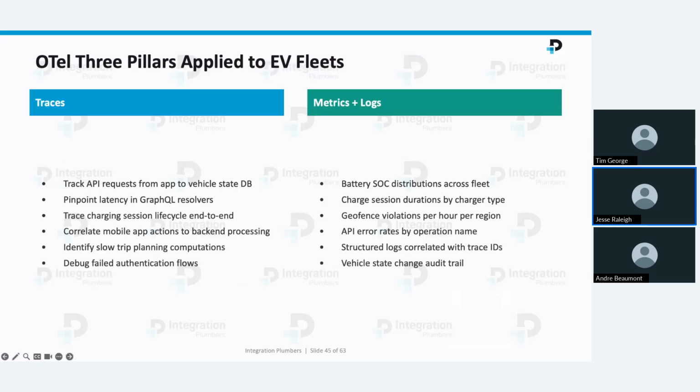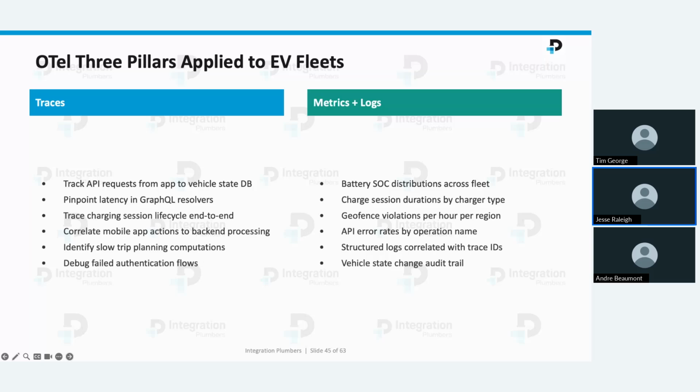Let's map the 3 pillars of observability to our EV fleet use case. Traces let you follow a request from your application through the GraphQL resolvers all the way to the vehicle state database. This is invaluable for pinpointing latency issues or debugging failed authentication flows. Metrics give you the fleet-wide view: battery state of charge distributions, charge session durations by charger type, geofence violations per hour per region. This is your operations dashboard.